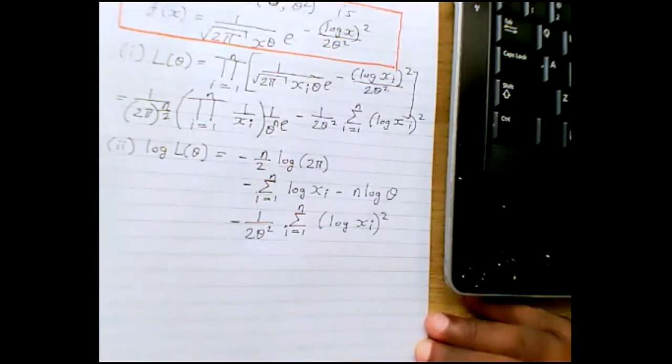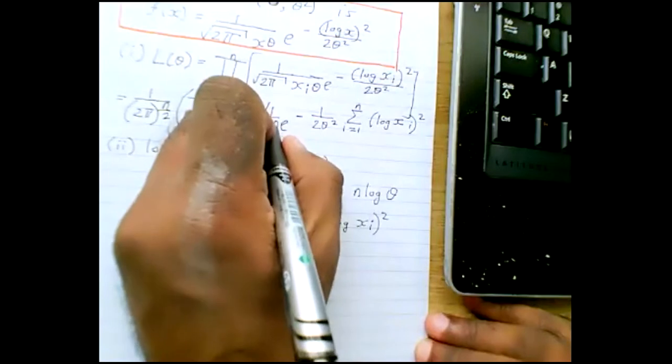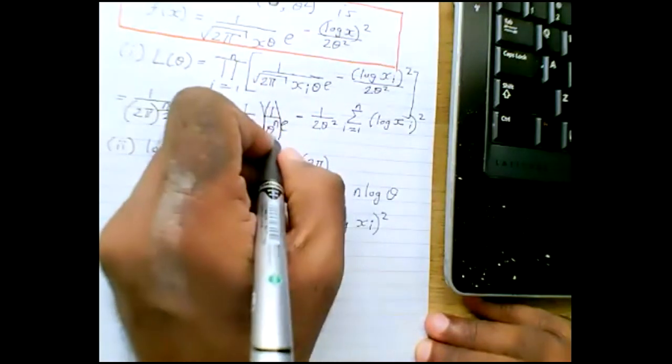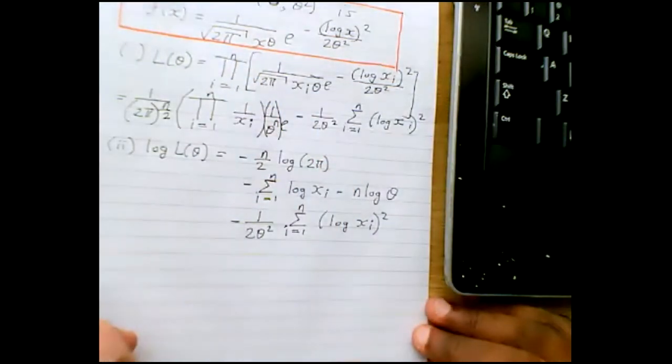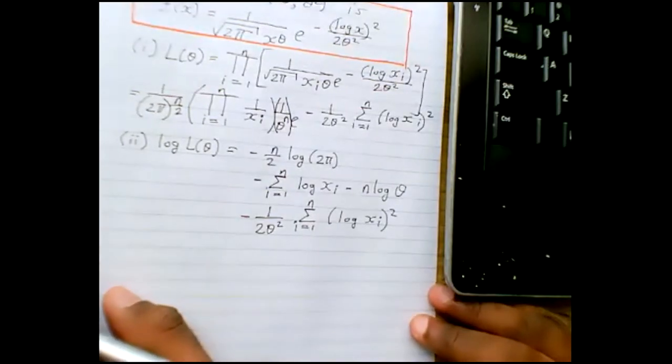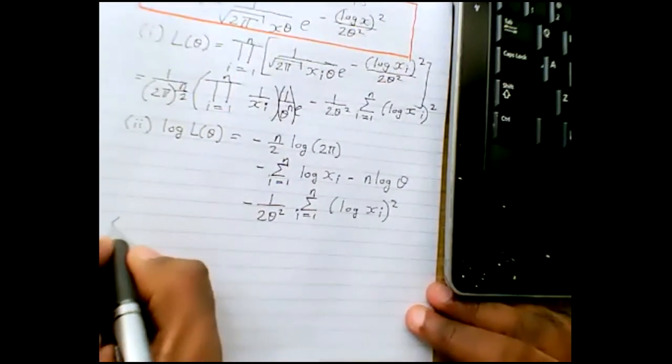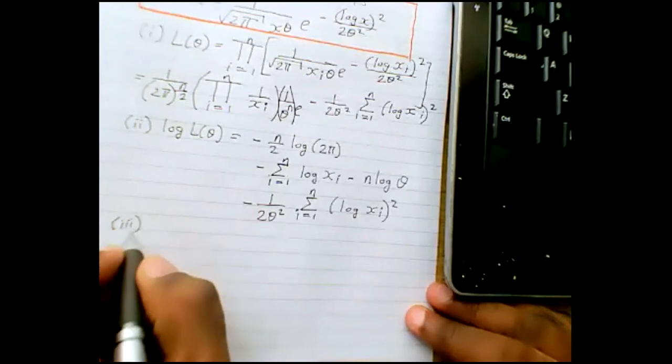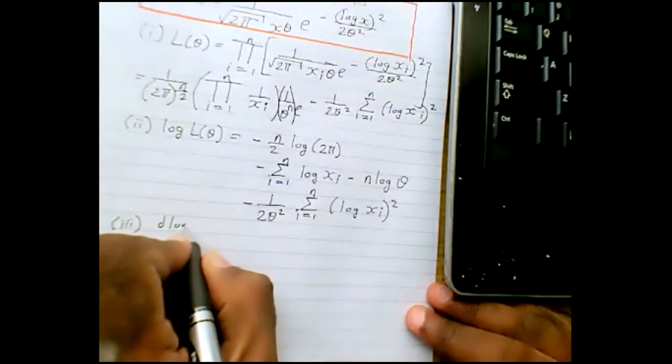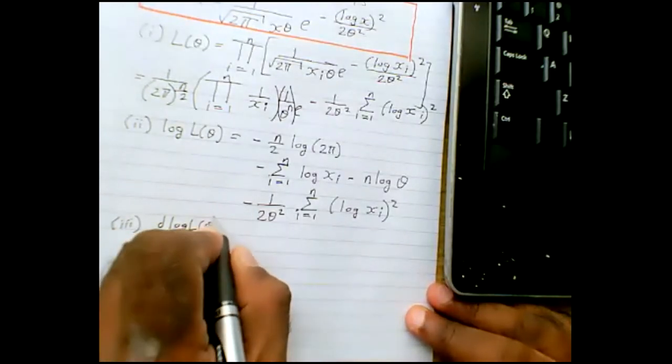Is it theta to the power n, sir? Theta to the power n, yes. All right, so step three is to take the derivative of the log likelihood with respect to theta.